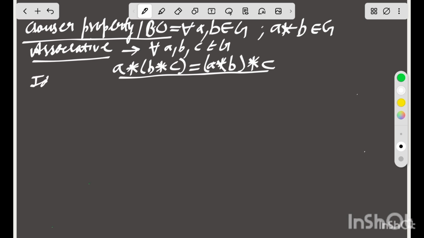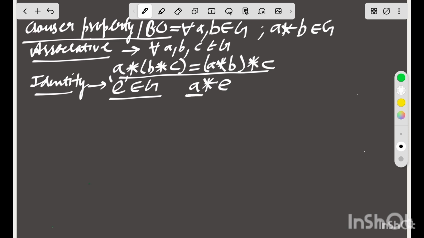Then we called the set satisfies the associative property. Third is the identity. Identity of the group is a unique element, and we usually give the notation to them E. E is an element of the G. What is the property it satisfies? It satisfies that when we operate any element of the group, it gives the same result, that is A. Then E is called the identity of the group.